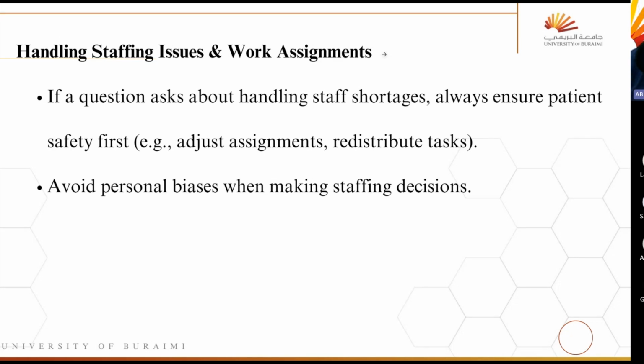All the questions regarding staffing issues and work assignments: if the question asks about handling a staff shortage, ensure safety first, and whatever happens, even with understaffing, nursing shortage, or nursing workload, this is not a patient problem. So we should choose the options that lead us to adjust assignments, redistribute the tasks, ask other nurses to come in from their day off, or ask the supervisor to bring help from other departments. Always make sure you avoid personal biases when making staffing decisions.